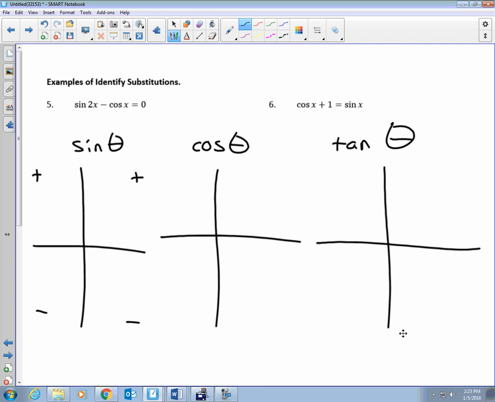Now, here's something that's important that you guys missed out on. Where is sine equal to 0? At 0 degrees and at 180 degrees. Where is sine equal to 1? At 90. Where is it equal to negative 1? 270.